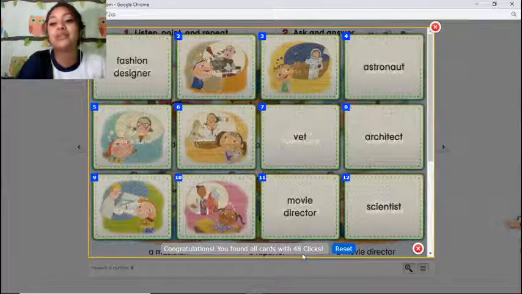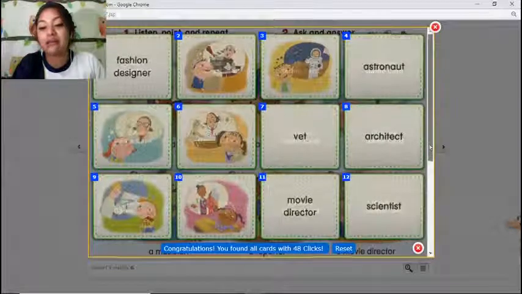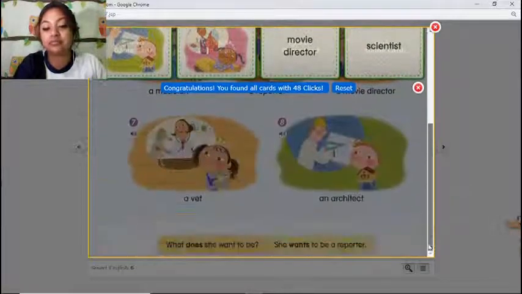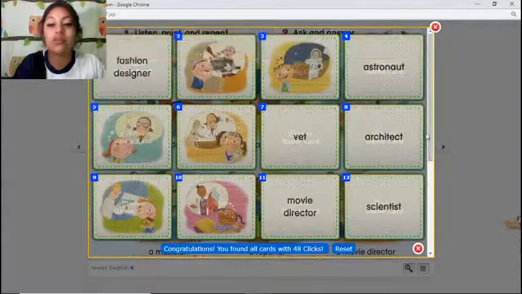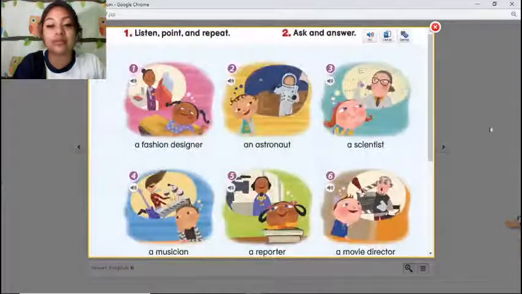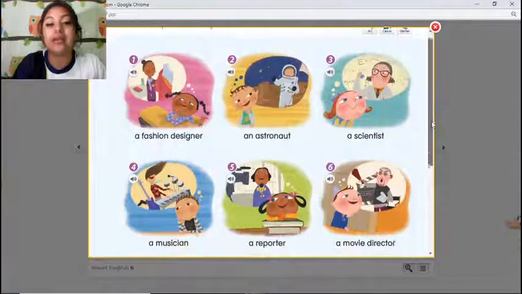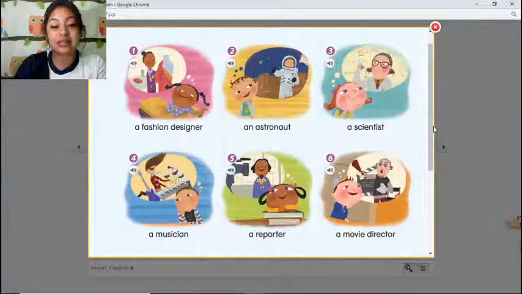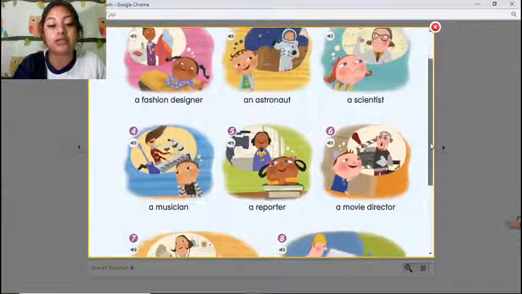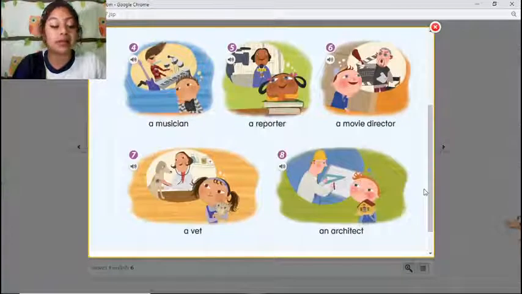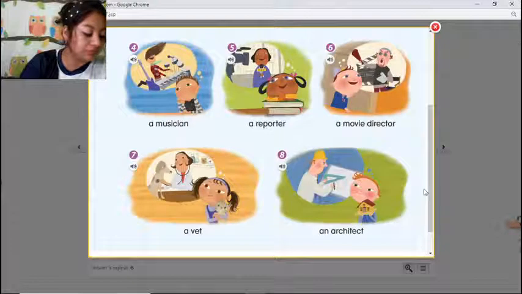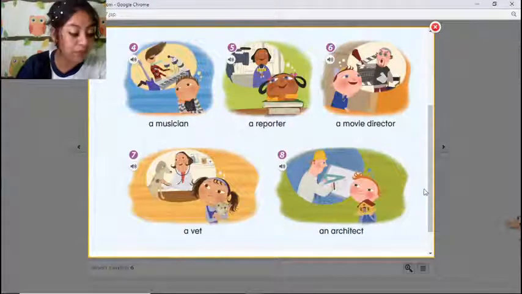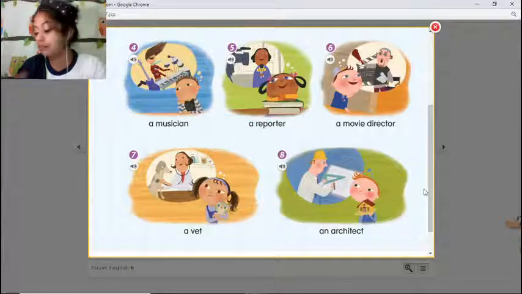So, I don't know. Do you have questions about this vocabulary, guys? ¿Alguna pregunta o duda con este vocabulario? We have it here again. Let's try to repeat. A fashion designer, an astronaut, a scientist, a musician, a reporter, a movie director, a vet, and an architect. I don't know. Do you have questions with this vocabulary?